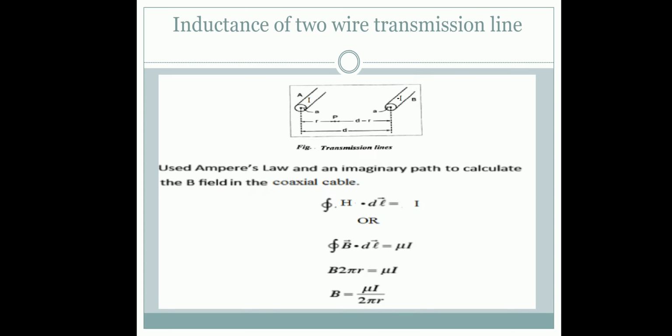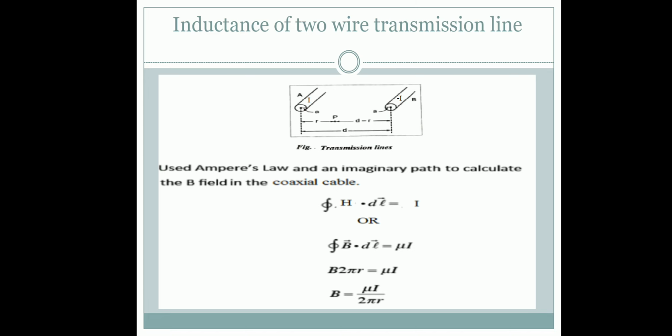So next, now we can find the inductance of two-wire transmission line. So in figure we can see the transmission line consists of two parallel conducting cylinders with radius a each, and the separation between them is given as D here, and the conductor A carrying current I and the conductor B carrying current minus I. That means parallel wires, one is conducting in forward direction, and other is in backward direction. So first we need to find the magnetic flux density.